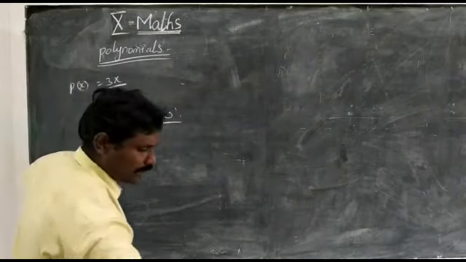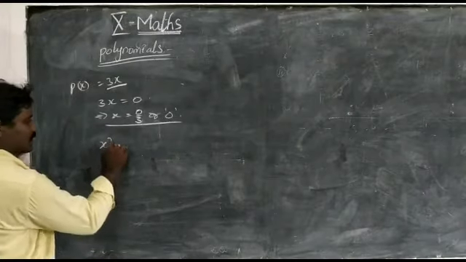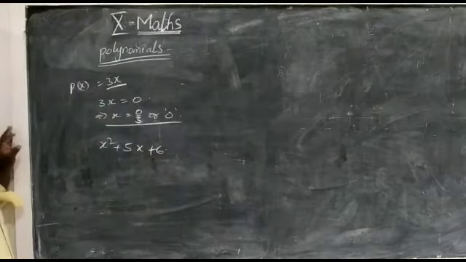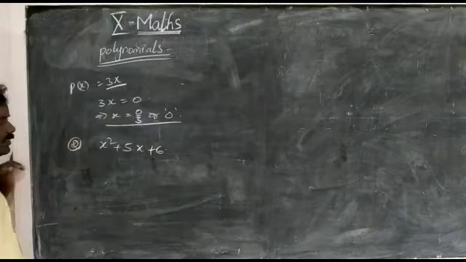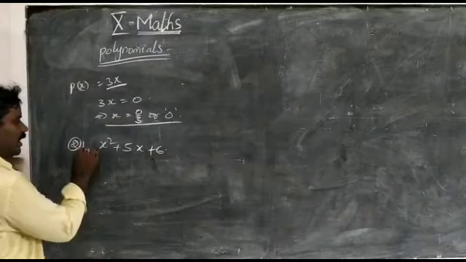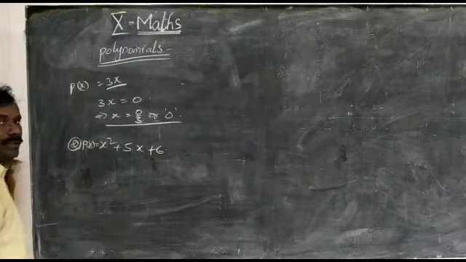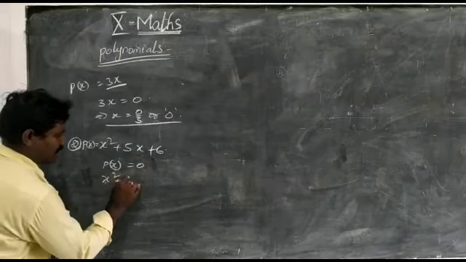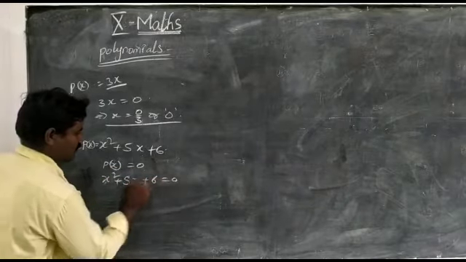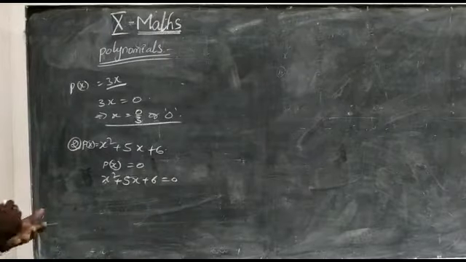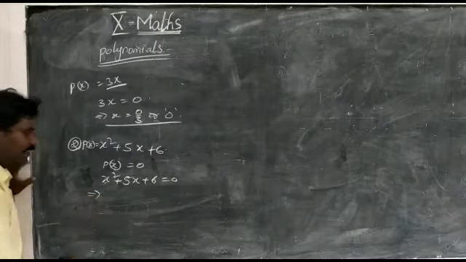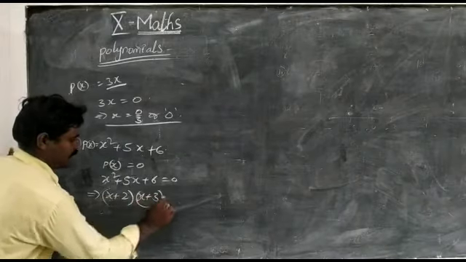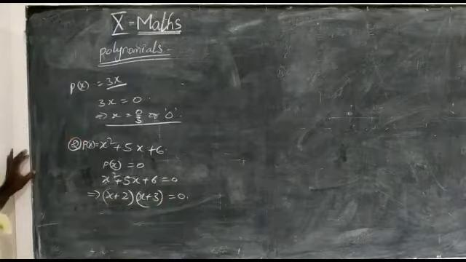Now we are going to the second problem, x square plus 5x plus 6 in this Roman second one. Now here also you can find the zeros of the polynomial. That means p of x is equal to 0. What is p of x? x square plus 5x plus 6 equal to 0. Find the factors of these x values. Now I am writing x plus 2 into x plus 3. x plus 2 into x plus 3 is equal to 0.